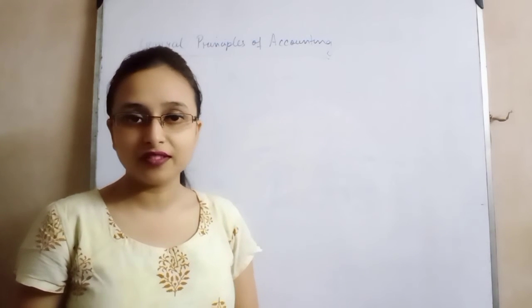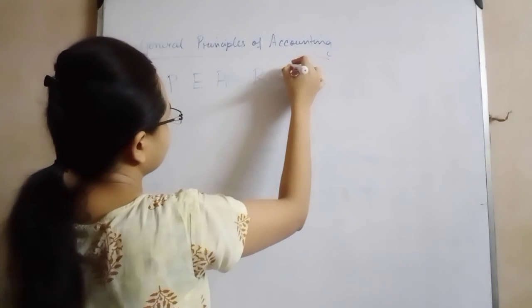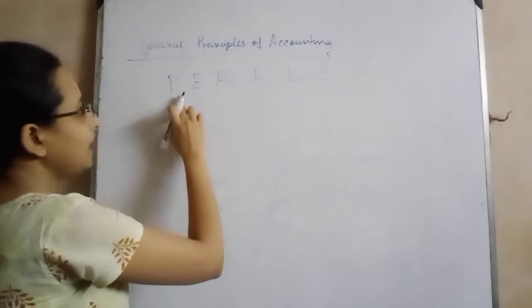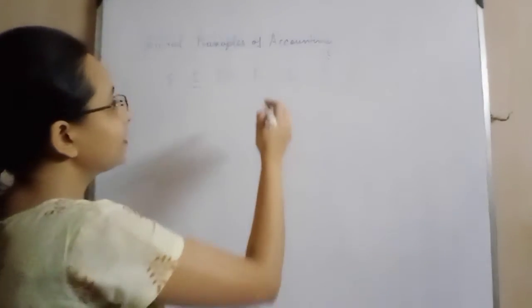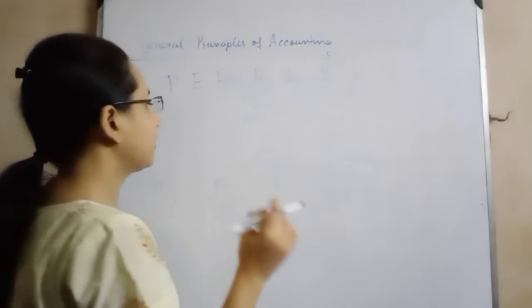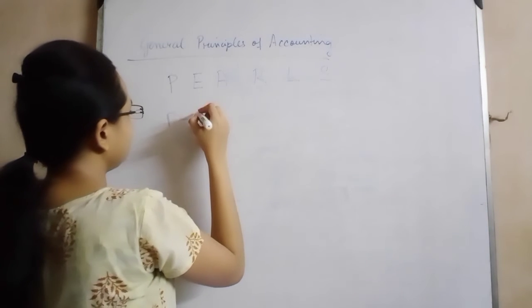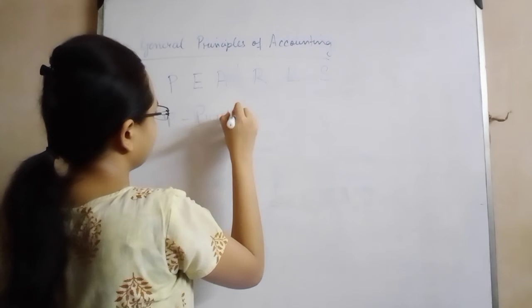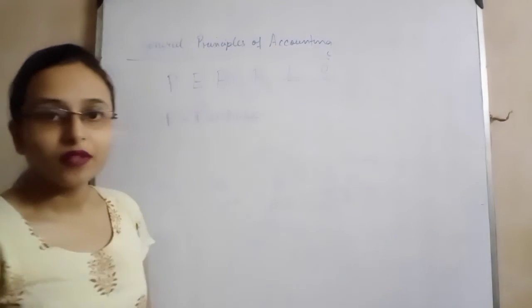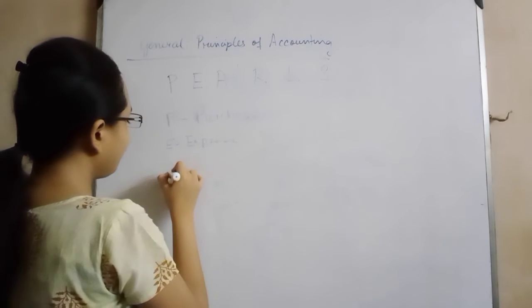So let me introduce the concept to you, pearls. We will divide that into three. That is, pearls. Now let me write what is P. P stands for purchase. E will stand for expenses. A will stand for asset.